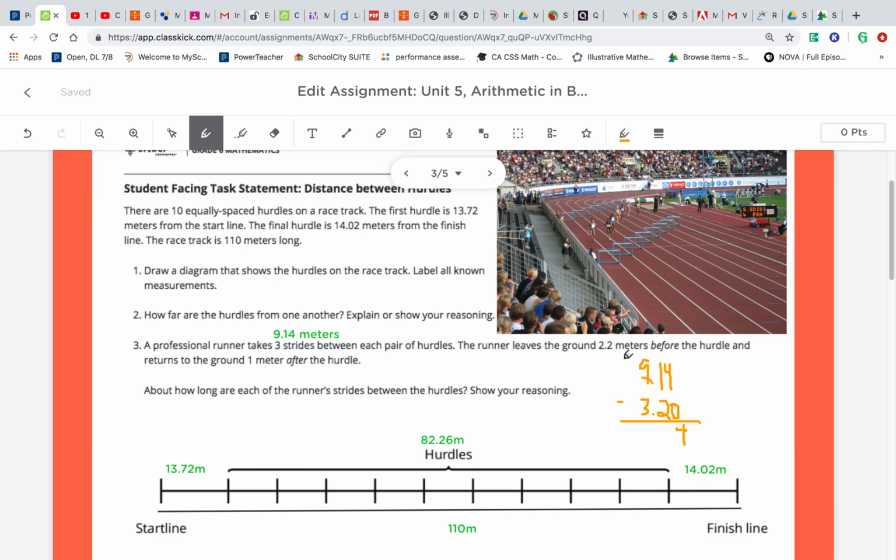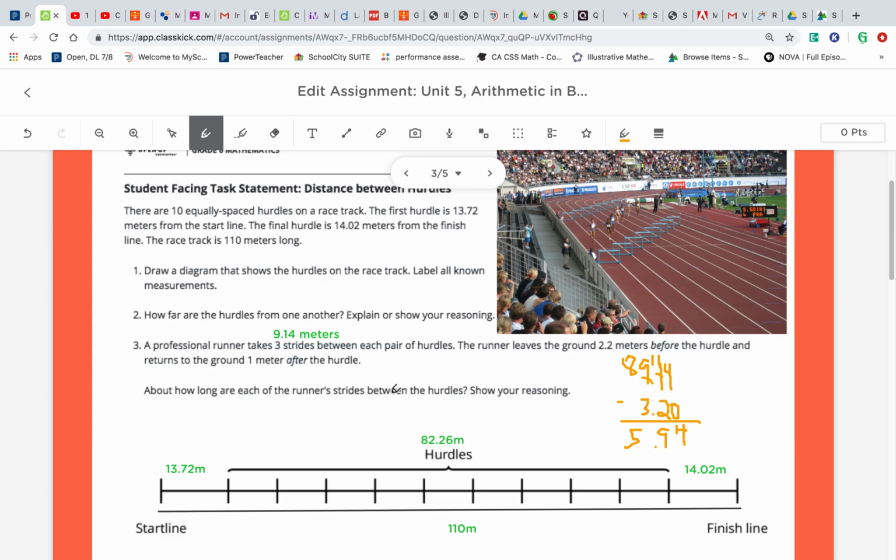We have to borrow, right? So it's going to end up being 8. And this becomes 11. 11 minus 2 is 9. Bring down your decimal point. And then 8 minus 3 is 5. So 5.94. That is the distance that they cover in the 3 strides.